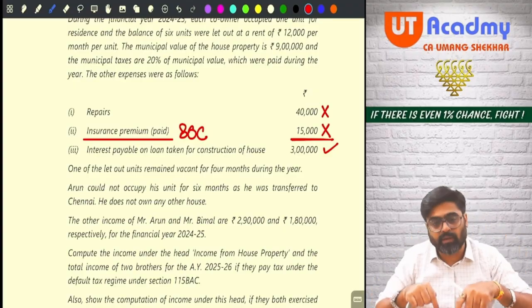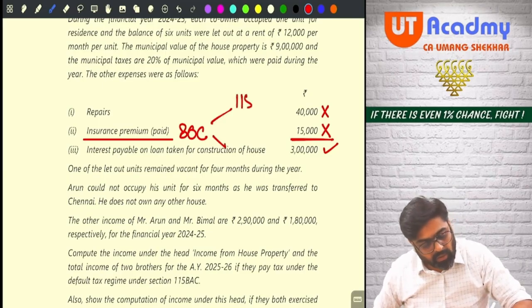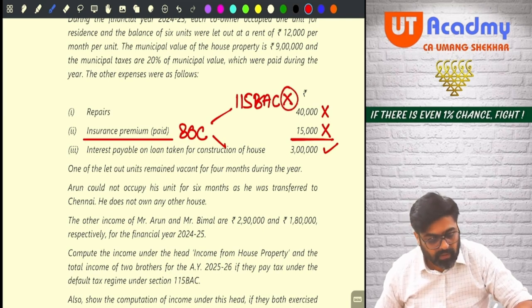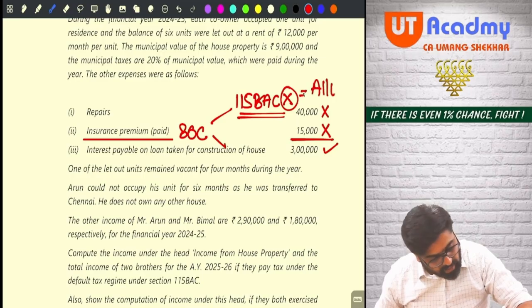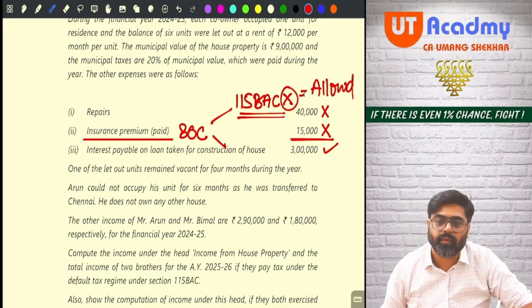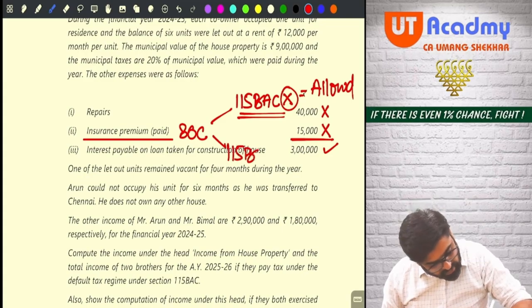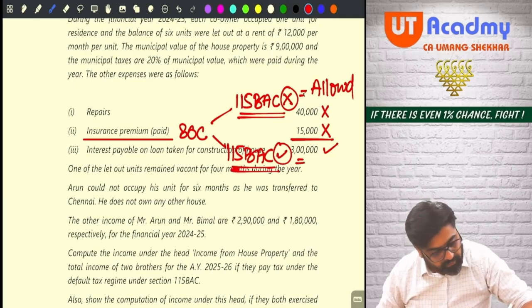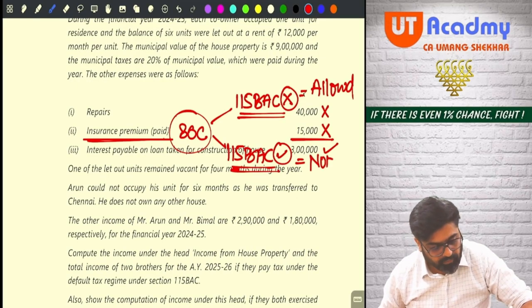From that gross total income, you will take the 80C deduction. And this 80C deduction will be available only if you opt out of 115BAC. If you opt out of 115BAC, then 80C will be allowed. But if you don't opt out from 115BAC, yes or no? If you follow 115BAC, then the 80C deduction for insurance premium will not be allowed.